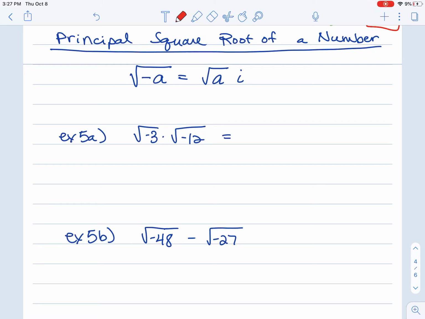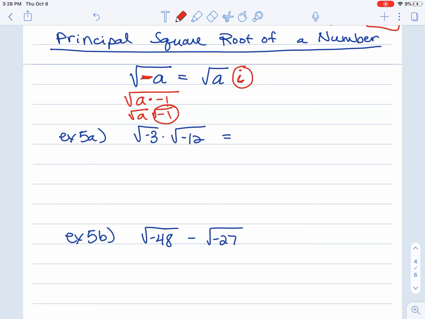Now there's this other principle of a square root of a number that says if I take the root of a negative number, I can change it by pulling out that root and making it into an i. Because remember, if I want to simplify the root of negative a, I can rewrite this as the root of a times negative 1, which can be simplified to the root of a times the root of negative 1. Well, that root of negative 1 is really i. So we know the root of negative a is equivalent to the root of a times i.